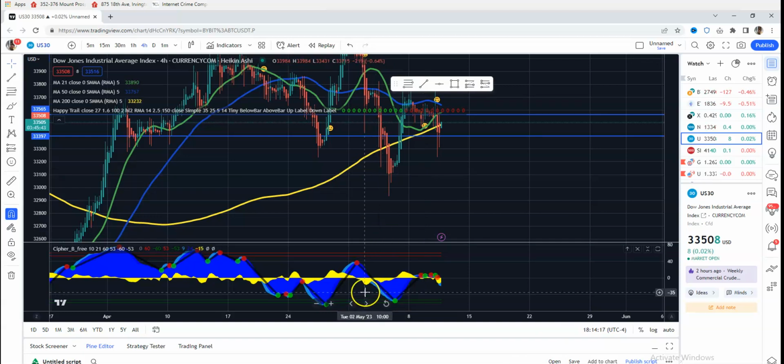We had a strong divergence on the 5-minute. If you guys didn't see it, rewind the video and go back and take a look at the example I was giving you guys off of the 5-minute. That is what I would consider to be a strong divergence.